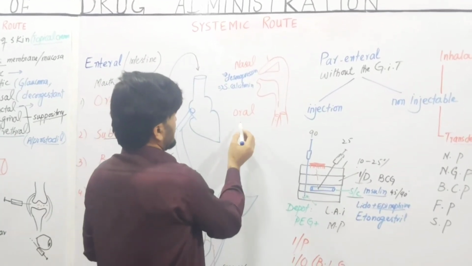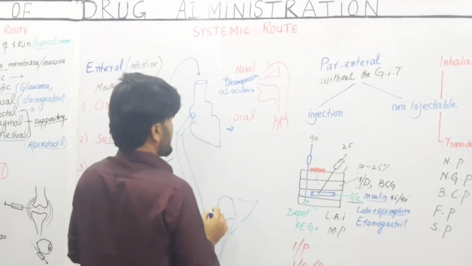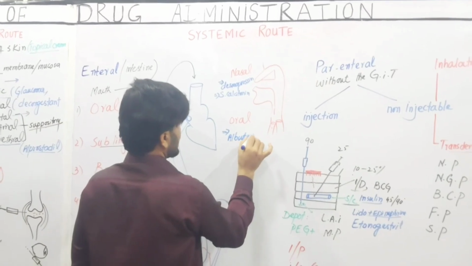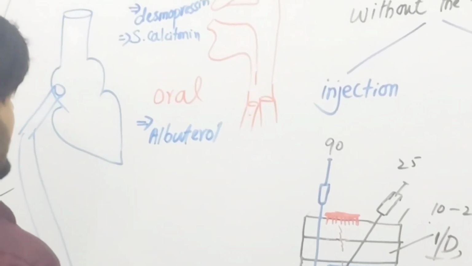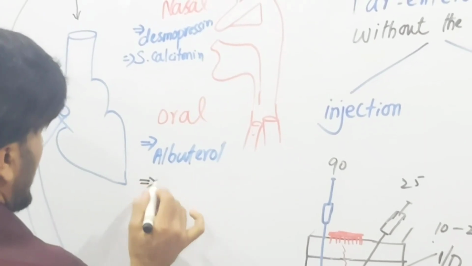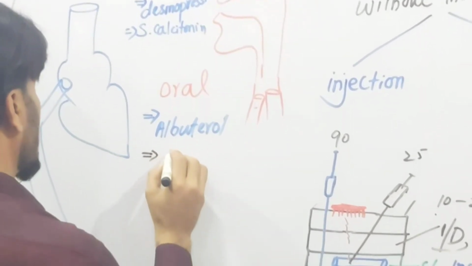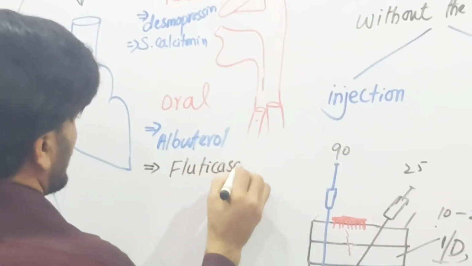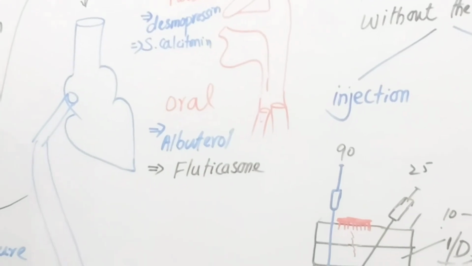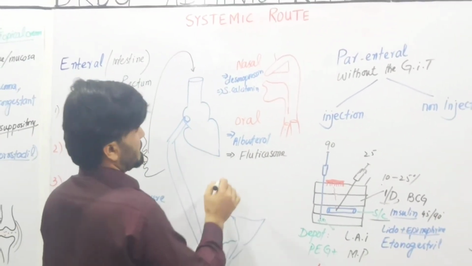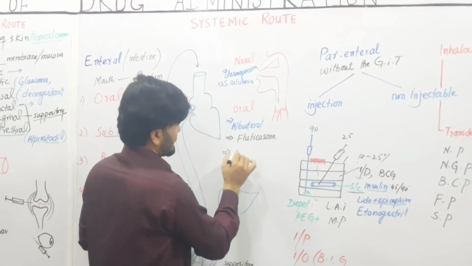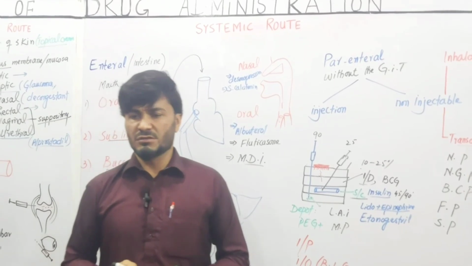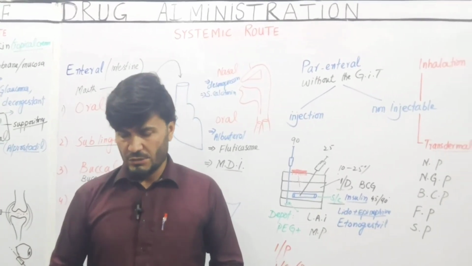In oral inhalation for asthma, a bronchodilator like albuterol is administered by the oral inhalational route, and some inhaled corticosteroids like fluticasone are also administered through this route. Different devices like the metered dose inhaler are used to administer the drug through oral inhalation.